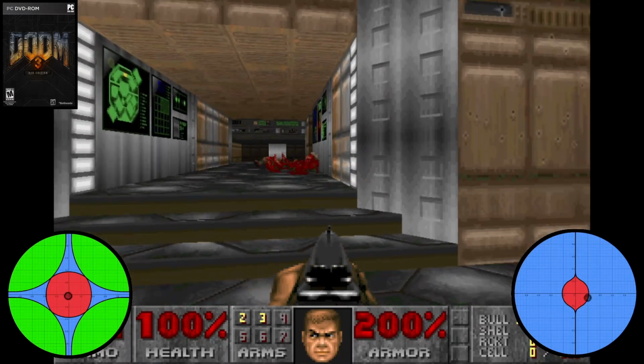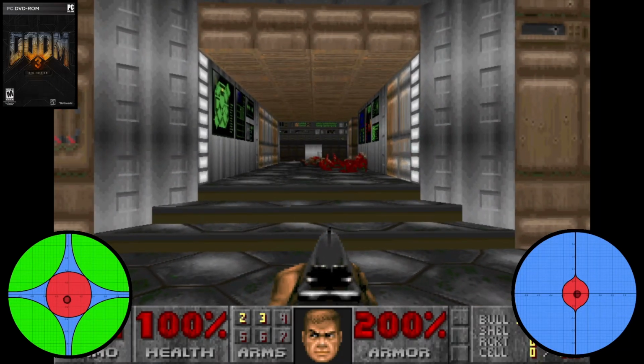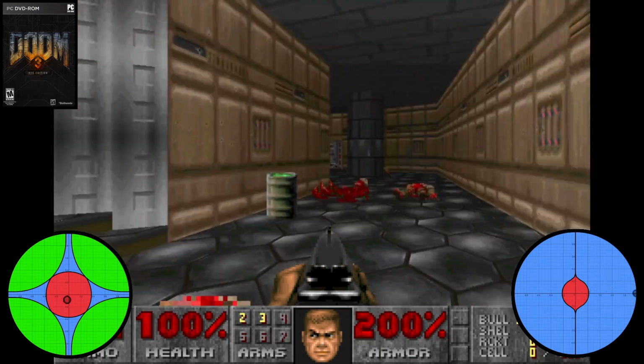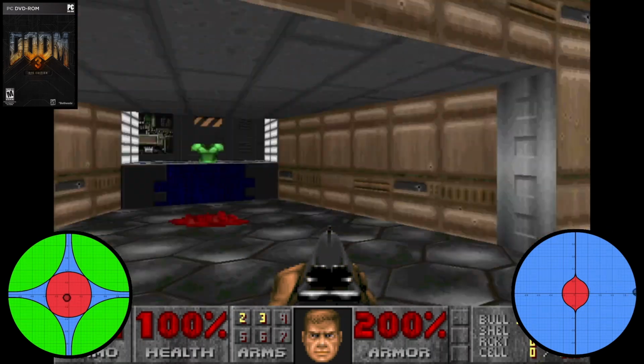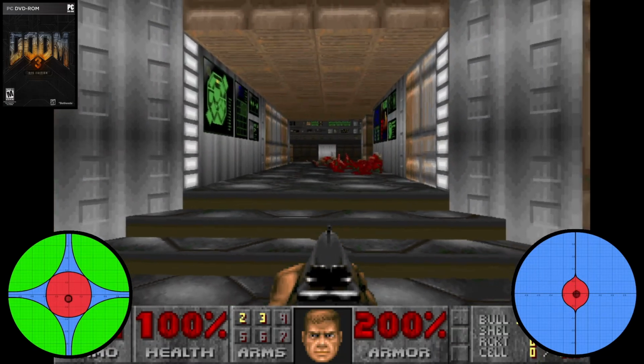So the sensitivity is much faster in this compared to the previous ports. By default, it's 400 degrees per second, and this is actually the sensitivity for the Doom 3 BFG edition.